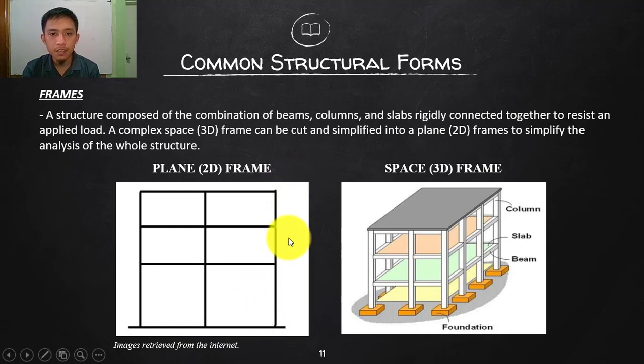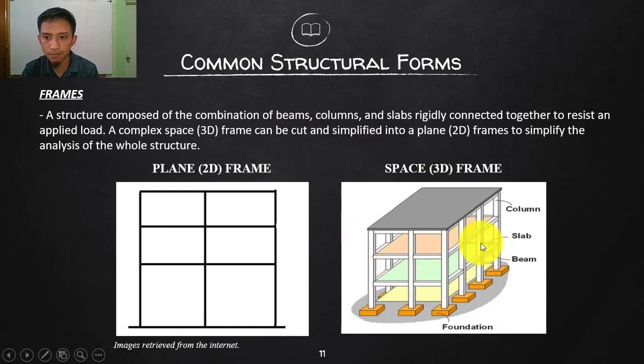Okay, so that is a column and beam, and of course a slab. If you try to look at this space frame, or again, this is an example of a 2D frame, or plane, two-dimensional frame. This could be a simplification of a 3D frame. Okay, 3D is a space frame. So if you try to consider a space frame, look at this.